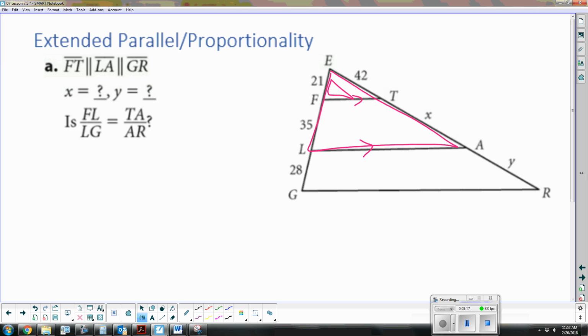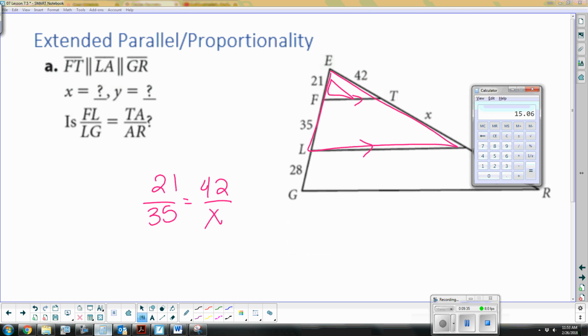So to solve for x, we can say 21 to 35. That's going to be an equivalent ratio as 42 to x. So when we solve this, if we put it in our calculator, 42 times 35 divided by 21, that's equal to 70.